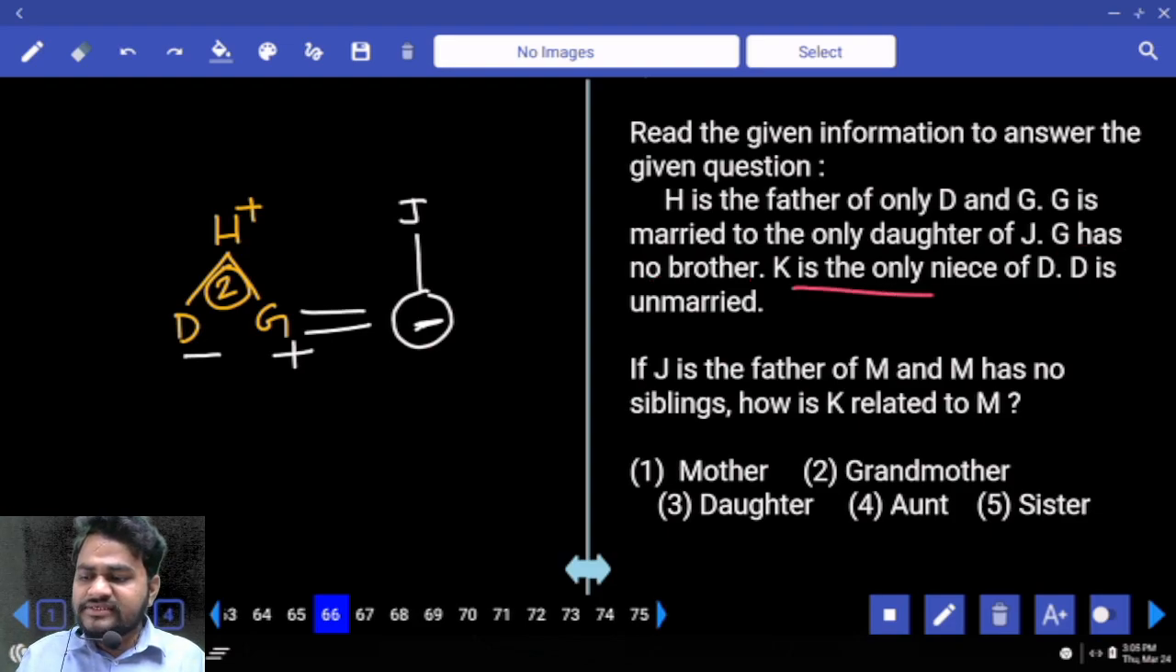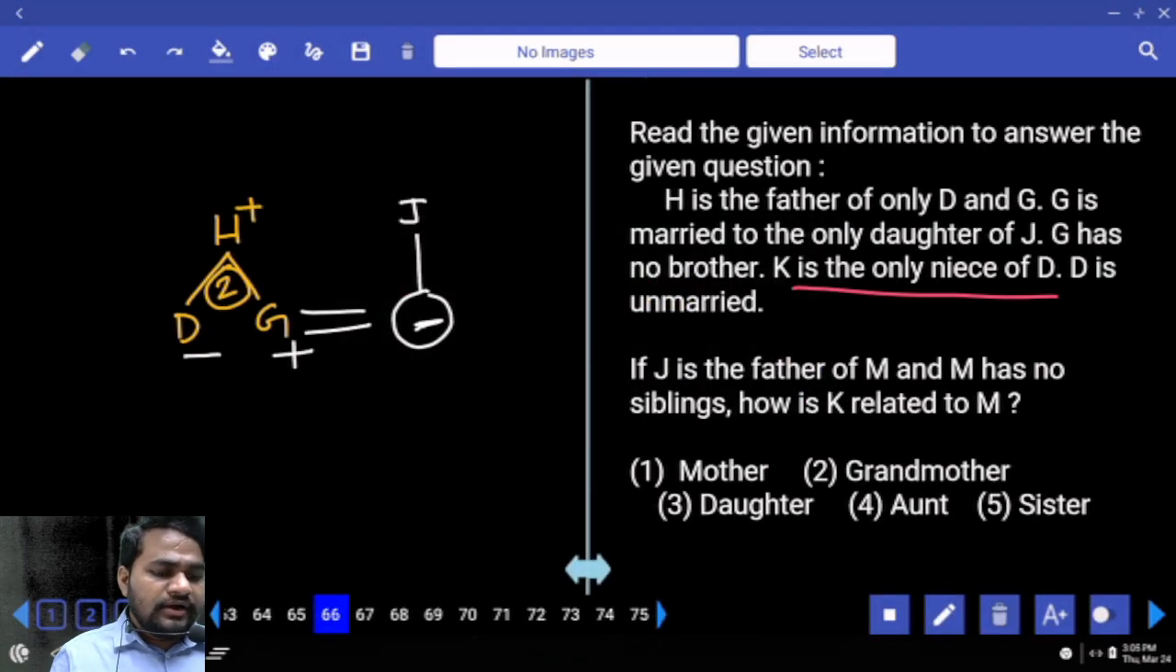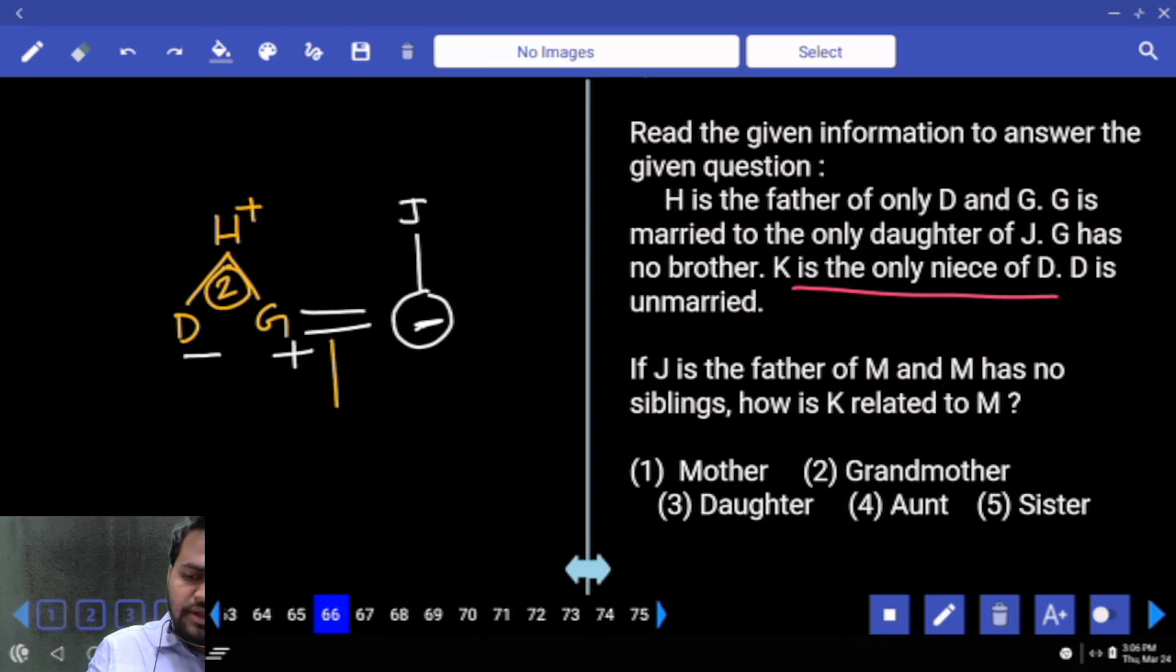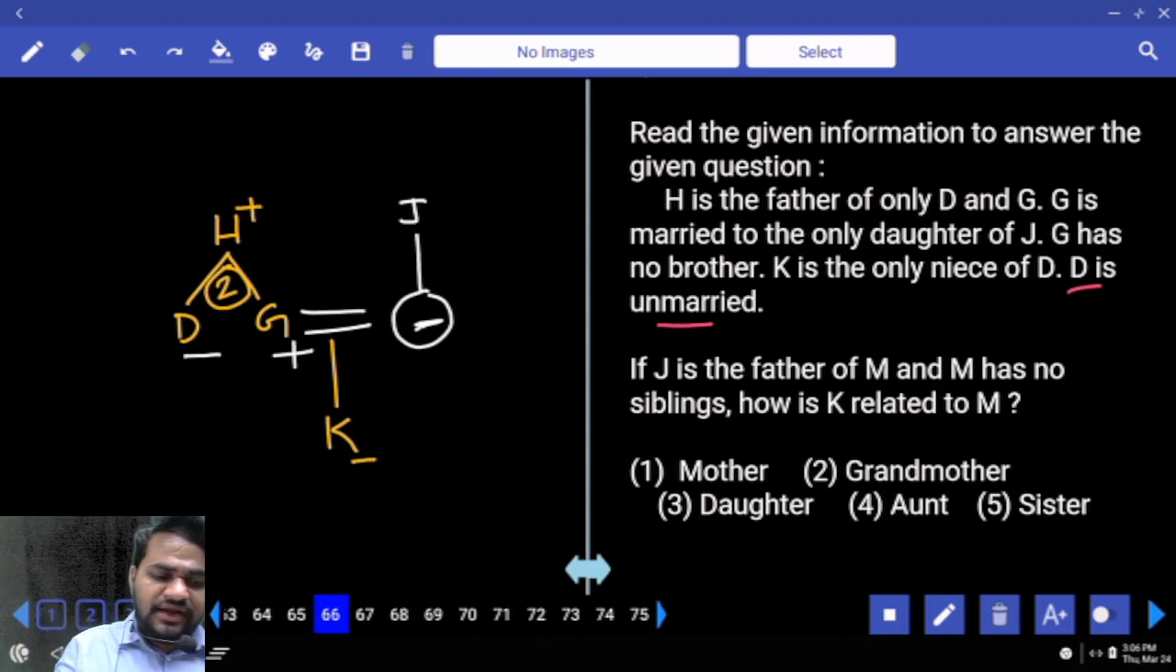Next, K is only niece of D. So D has only one brother as H has two children. Now K is niece of D. D's brother is G. Brother's daughter is called niece. Next, D is unmarried.